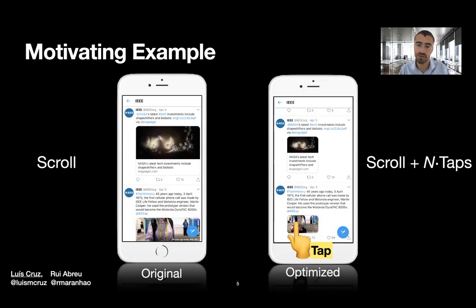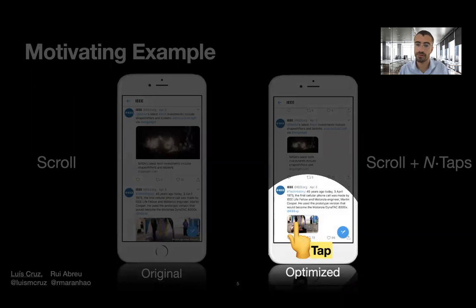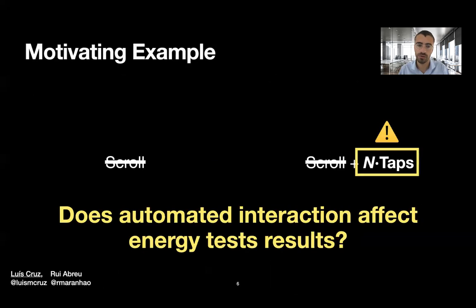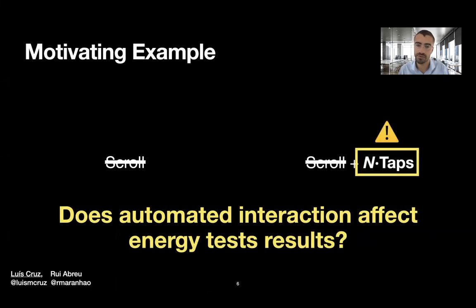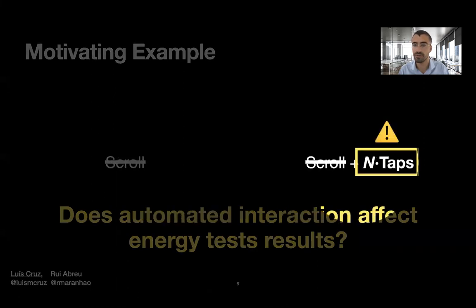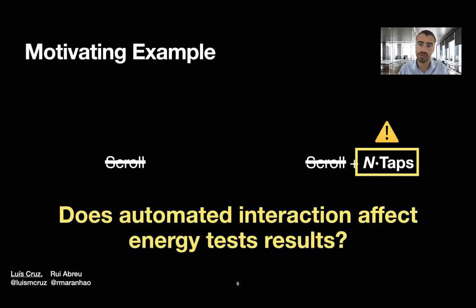If the user actually is interested in that particular image, the user can tap on it and the image will expand and show the high resolution version. So here's the problem. In order to measure the energy consumption of the original version, you only need to do a scroll. But if you want to do the test for the new version, you need to do a scroll and a bunch of new taps. And our question is, are these new taps affecting the energy consumption results? This is what we were going to find out.